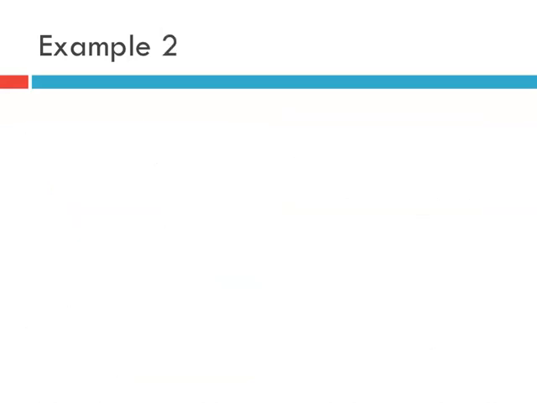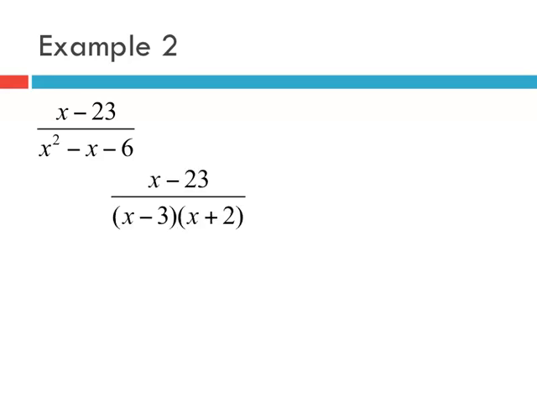Let's look at example 2. We have x minus 23 over x squared minus x minus 6. Alright, so let's start by factoring the denominator. Factoring the denominator, that becomes x minus 3 and x plus 2. And now we can write this as an expression on the other side with two fractions, where one fraction has a denominator of x minus 3, the other fraction has a denominator of x plus 2. And in the numerators, we'll use a and b.